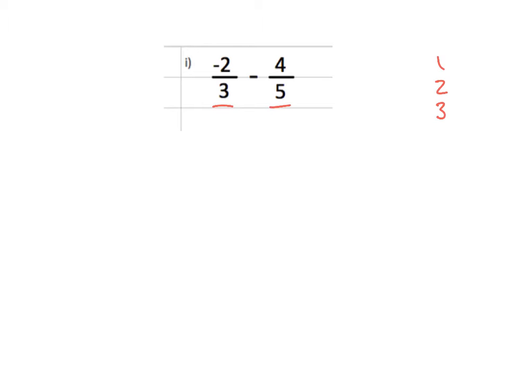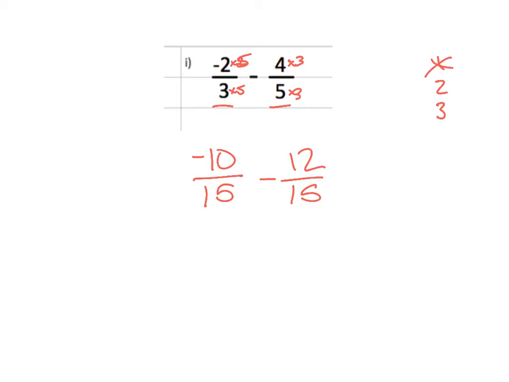Common denominator between 3 and 5 would be 15. Equivalent fractions, 3 times 5 gives us 15, so 2 times 5 gives us a -10. 5 times 3 gives us 15, so 4 times 3 gives us 12. We are done with step 1.